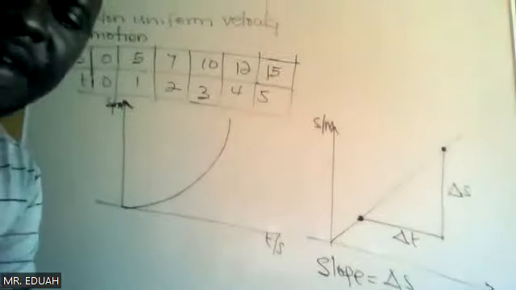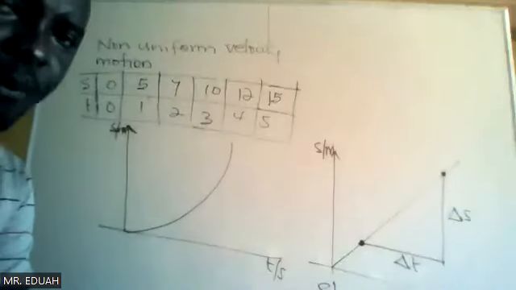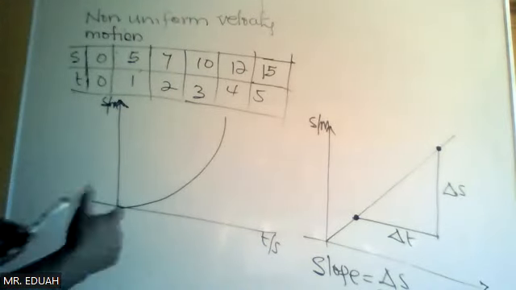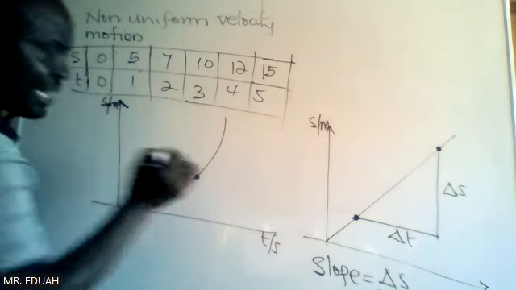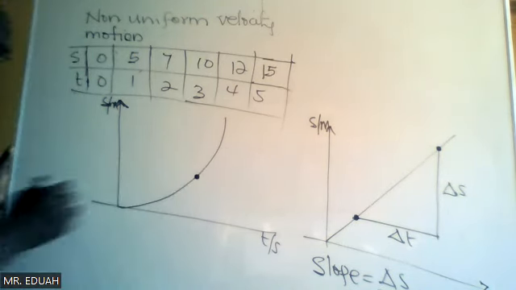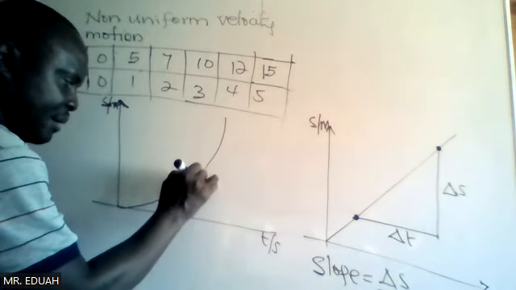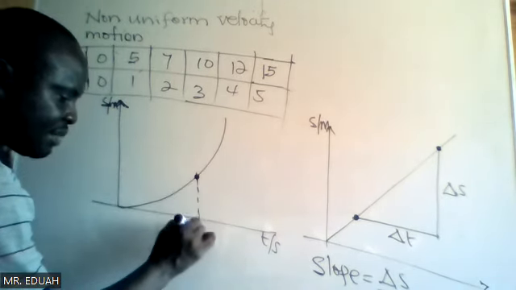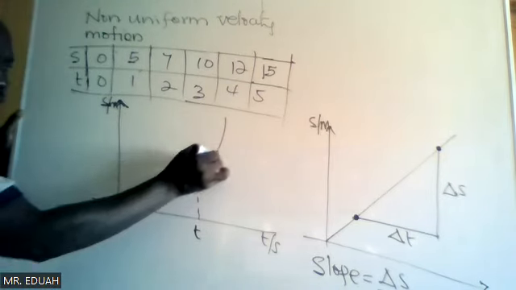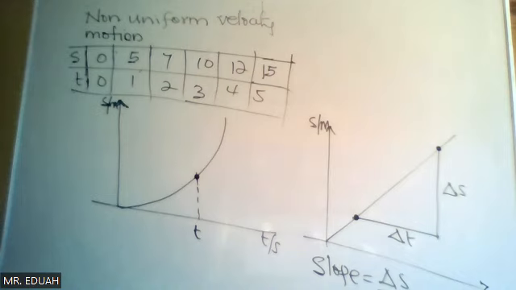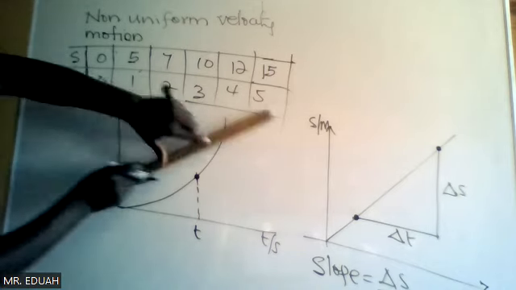Now, if the motion is not uniform, if the distance covered is non-uniform, you can only pick a time, maybe t is equal to something, and then draw a tangent.